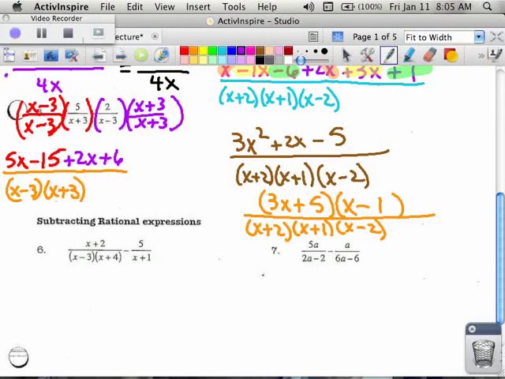So now, as we've done in the past, you combine the like terms. I have the x's that go together. I have the numbers or the constants that go together. And when I write down my final answer, I'm going to get on the top 5x and 2x, which is 7x, and negative 15 and 6, which is negative 9. And on the bottom, I would have those two parentheses, x plus 3 and x minus 3.